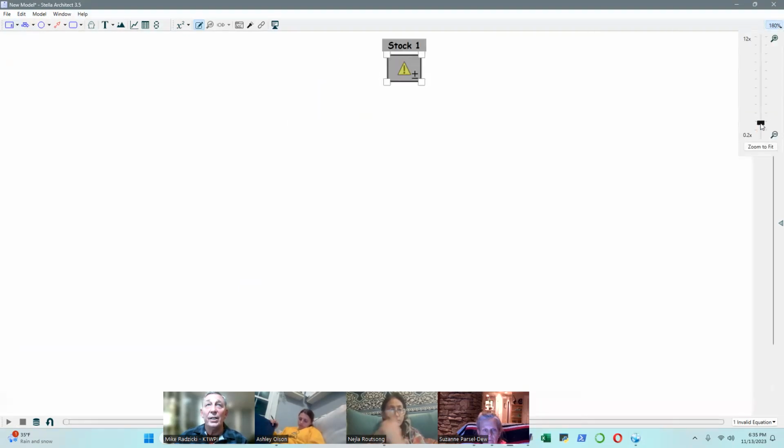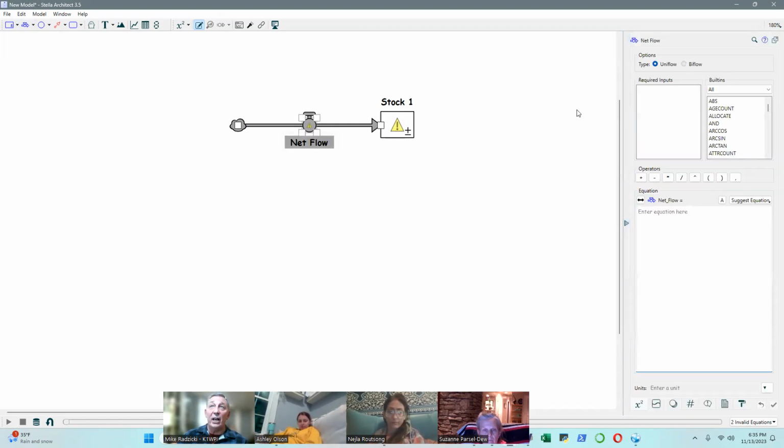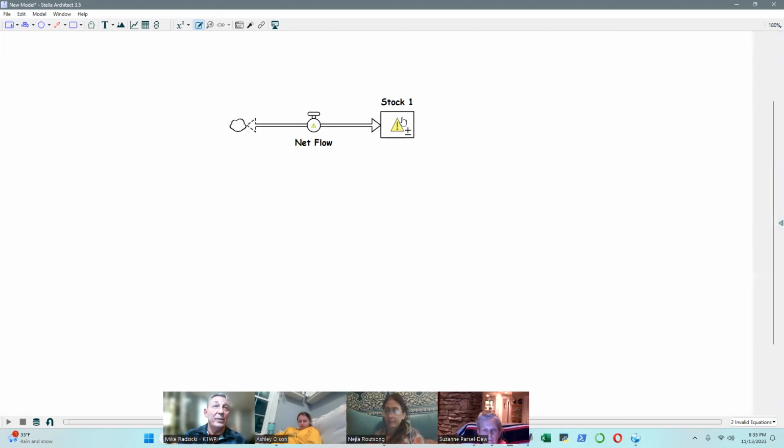So let's get a stock down here. Let's get a flow. Let's call it a net flow because it's technically going to be a net flow. Even though in this context we're not going to have any outflows, you could, so we want to go in both ways. Then we want a positive loop, so we're going to have something like growth coefficient.